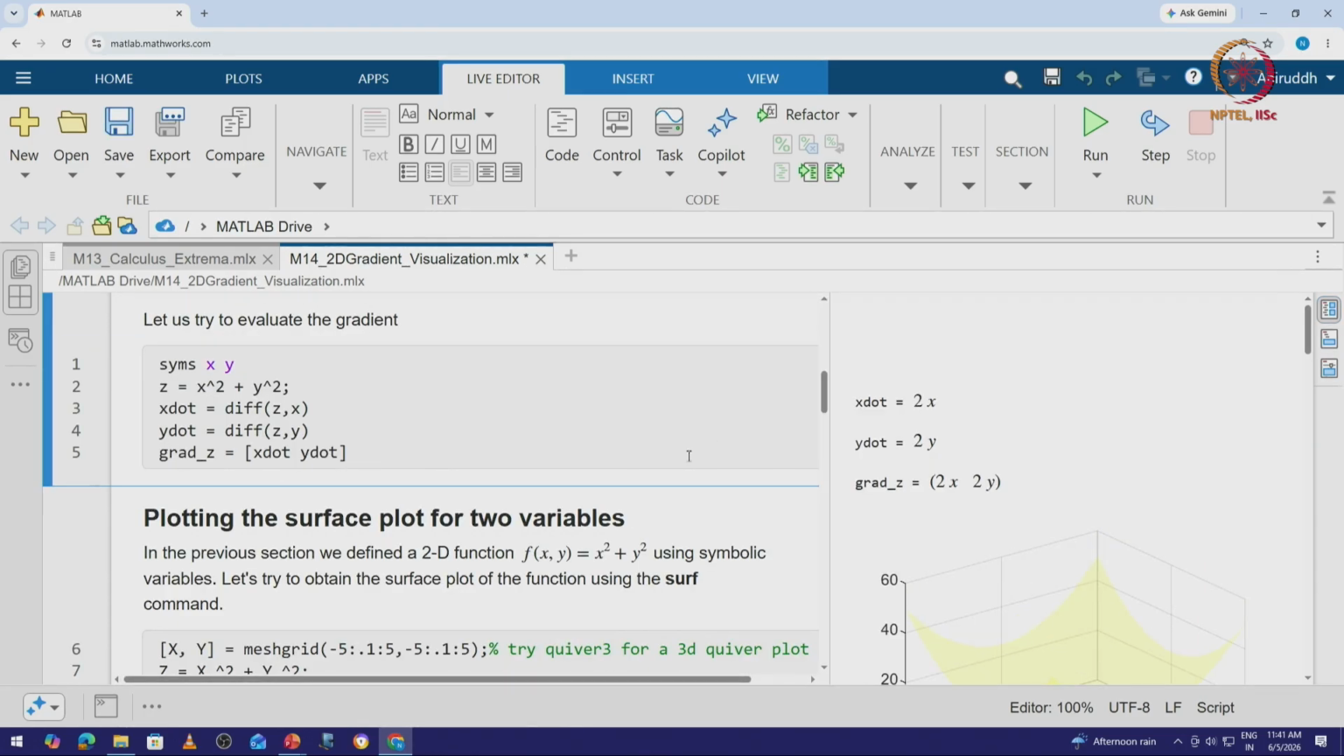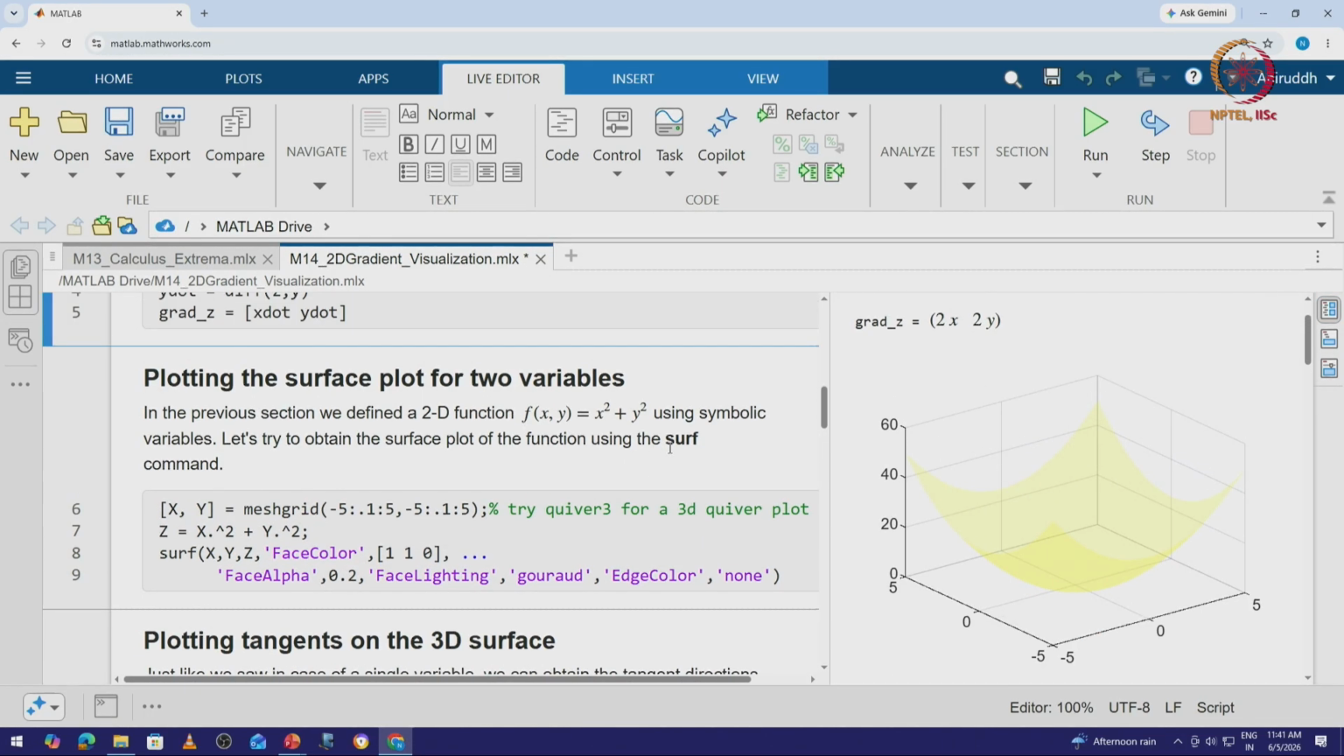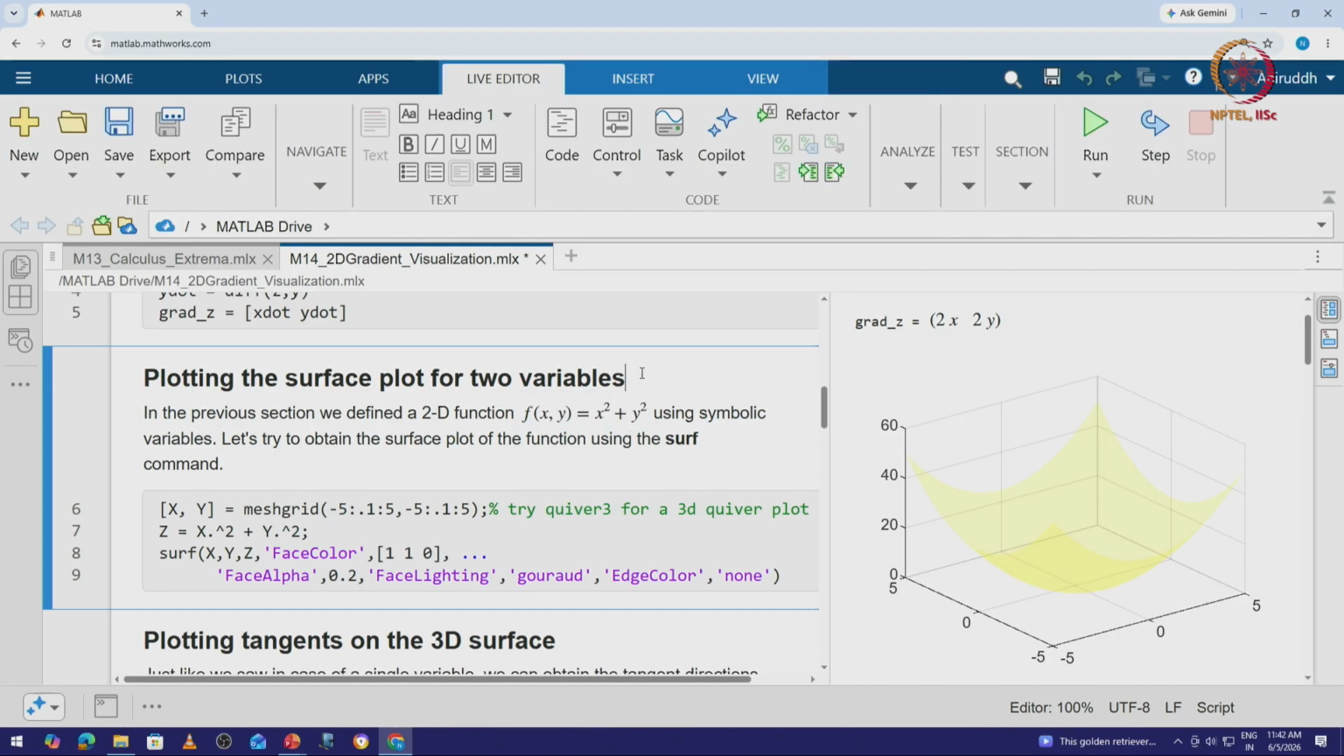Now let's try to plot the surface along the two variables. Okay. Plotting the surface plot using two variables. So let's assume that we have defined a function f(xy) which is given as x square plus y square. Let's again try to generate a plot the same way we did in the earlier tutorials as well, right. Now in MATLAB we use the command surf.